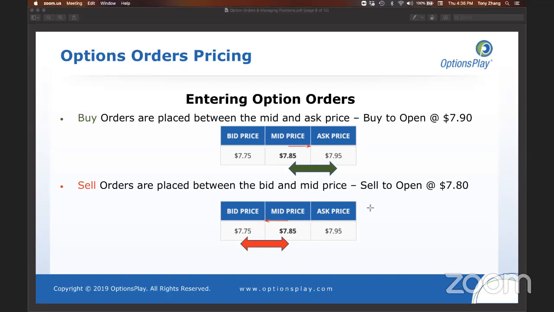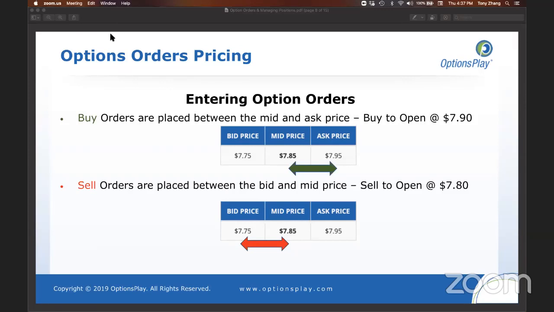So if I was buying a call option on this specific option that I'm looking at here, I would think about placing a buy to open order at roughly $7.90, because $7.90 is 5 cents away from the midpoint. $7.85 plus 5 cents, that's $7.90. That's how I would go about determining where to place my orders to buy on this specific spread.